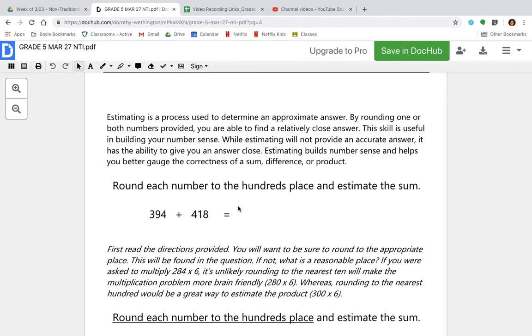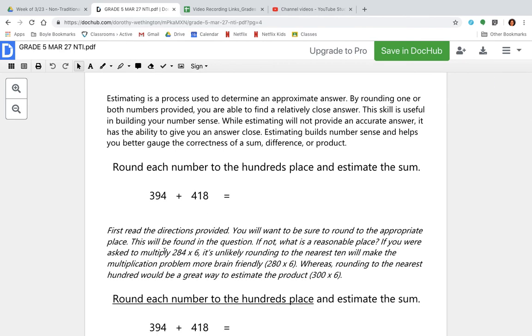Round each number to the hundreds place and estimate the sum. 394 plus 418. First, read the directions provided. You will want to be sure to round to the appropriate place. This will be found in the question. If not, what is a reasonable place?